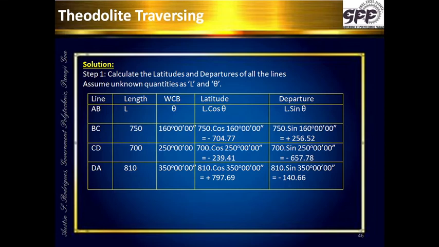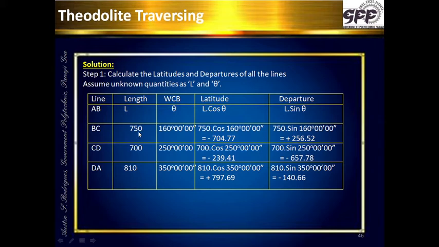Step number 1. Calculate the latitudes and departures of all the lines. This step is the same as the earlier one, and it says that whatever length is unknown, put a variable for that, and similarly for the angle also put a theta. So for the line AB, length is taken as L, the whole circle bearing is taken as theta. So latitude is L cos theta, as per the formula. Departure is L sin theta. There's nothing much to be done about it because length is not known, theta is also not known. Let us work on the next line BC.